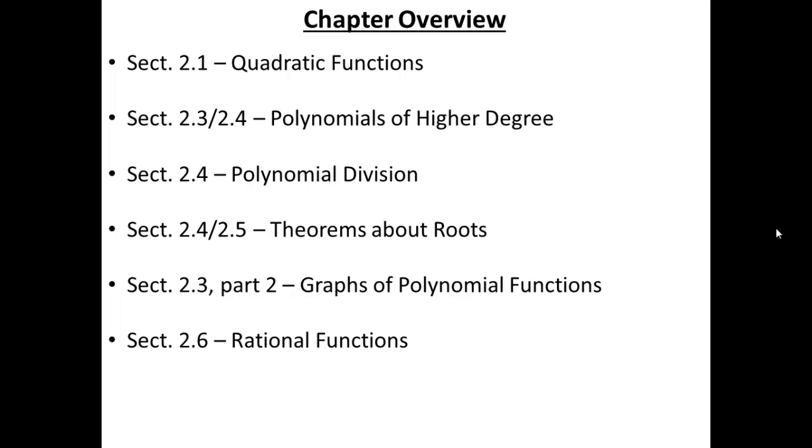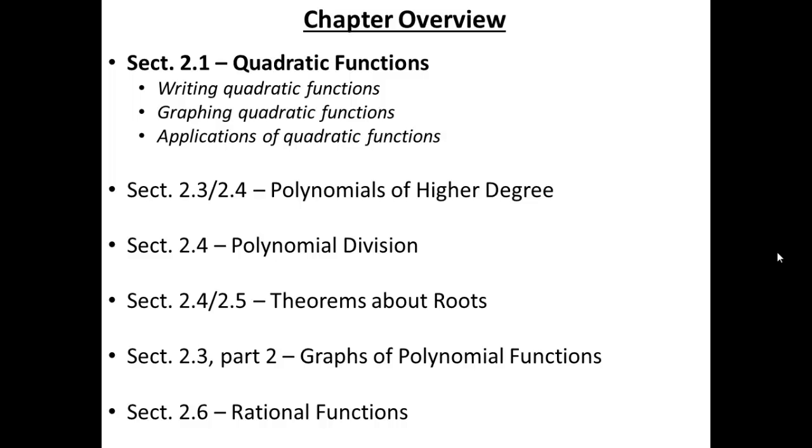So to be a little bit more specific, in Chapter 2, Section 1, we're going to look at writing quadratic functions, we're going to look at graphing quadratic functions, we're going to look at applications of quadratic functions. That third bullet, possibly something you did not look at in previous courses, so that probably will be something completely new, although if you have taken physics, it will seem very familiar.